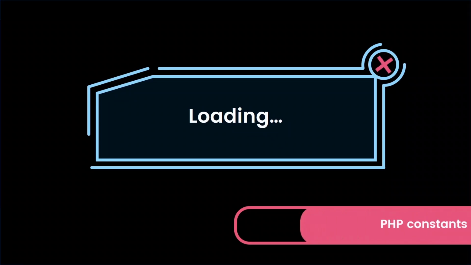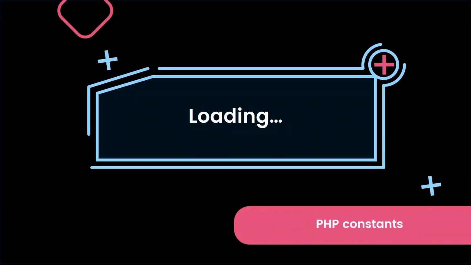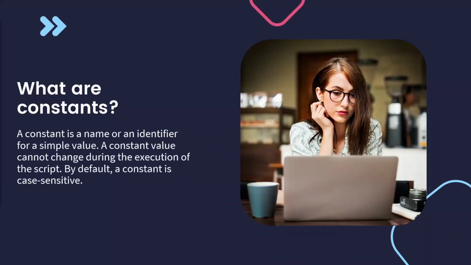Wonderful. Now let's move on to PHP constants. So what exactly are PHP constants? A constant is a name or identifier for a simple value. A constant value cannot change during the execution of the script. By default, a constant is case sensitive. By convention, constant identifiers are always in uppercase.